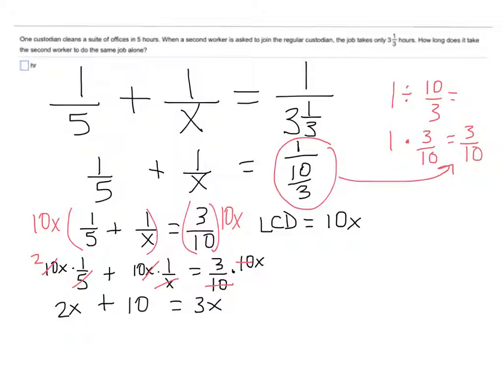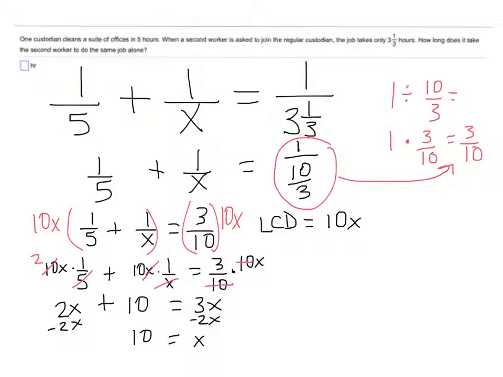And this equation looks much nicer. 2x plus 10 equals 3x. Because if I subtract 2x from either side, I have my answer. I have x is equal to 10. So it was 10 hours that it takes the second worker alone.